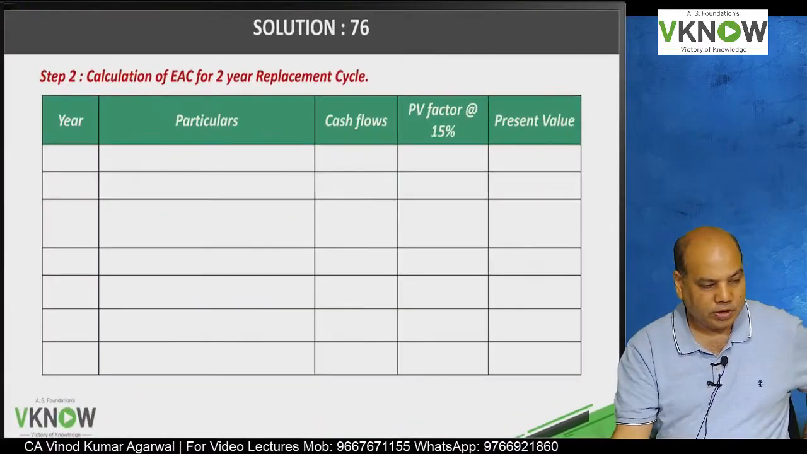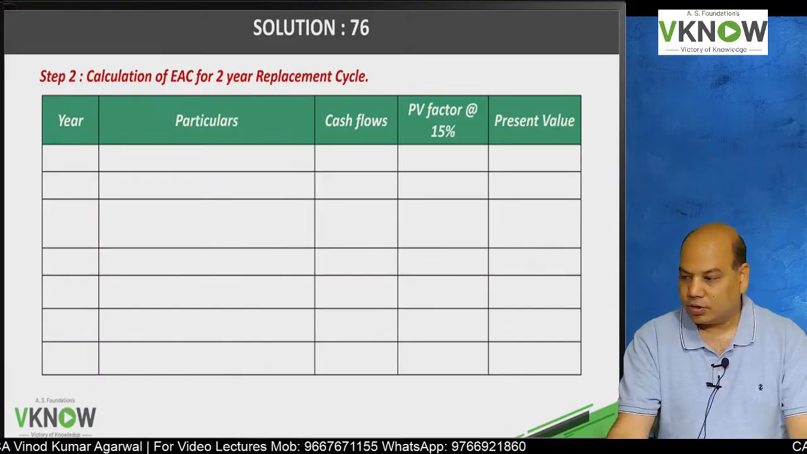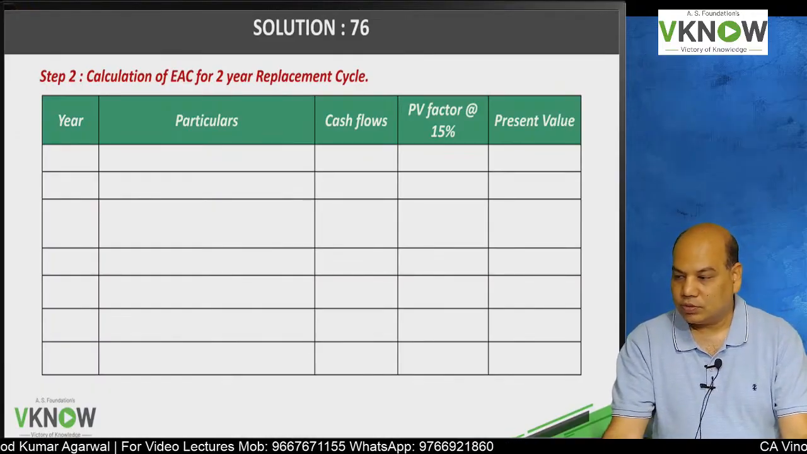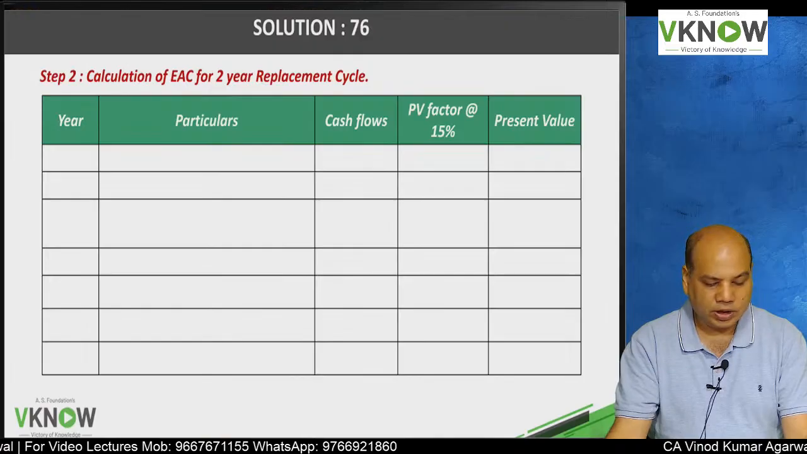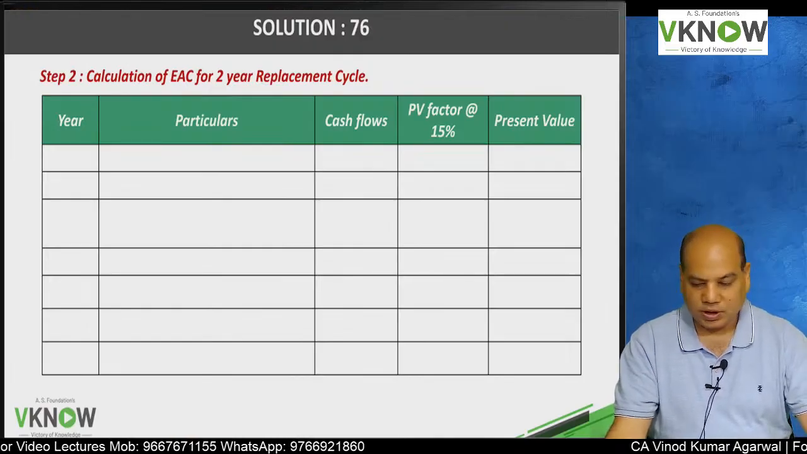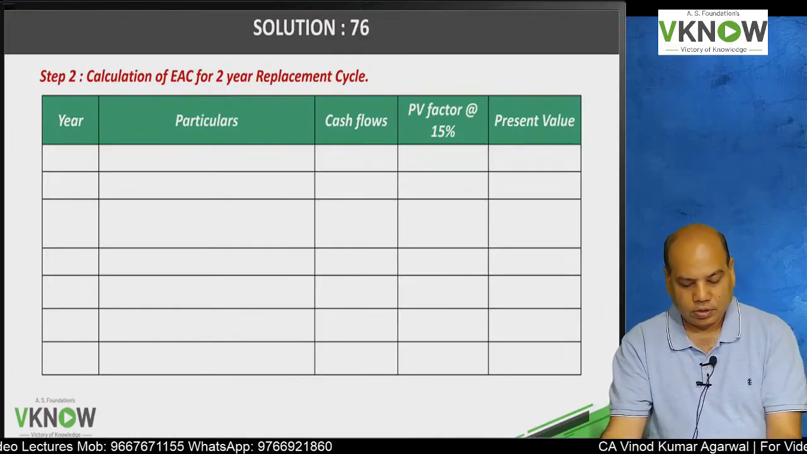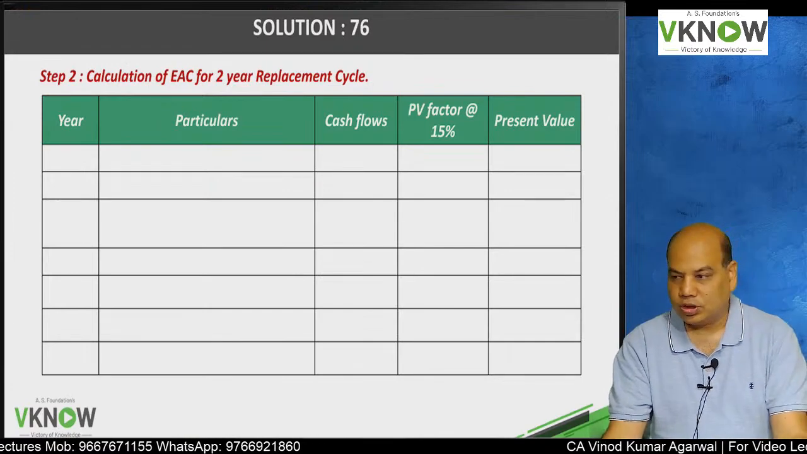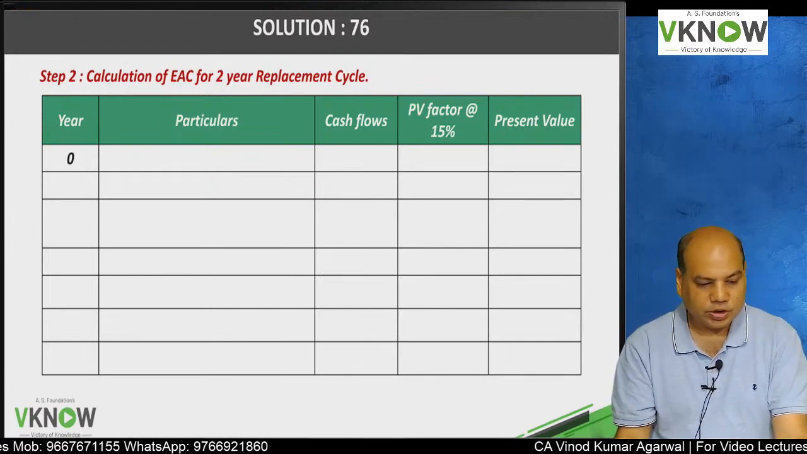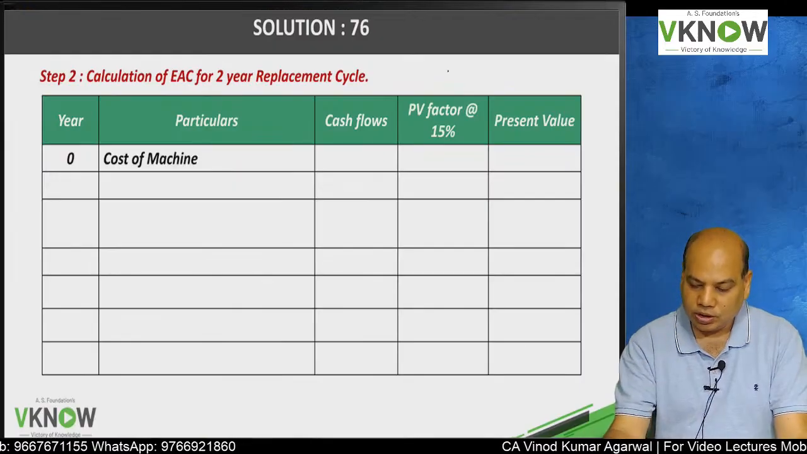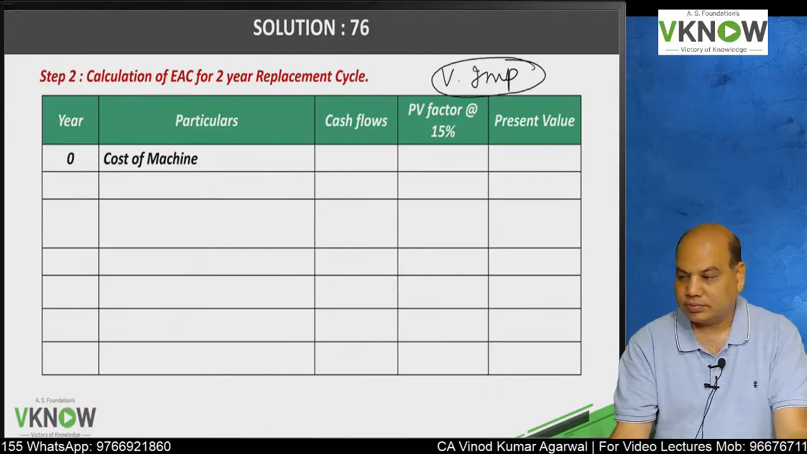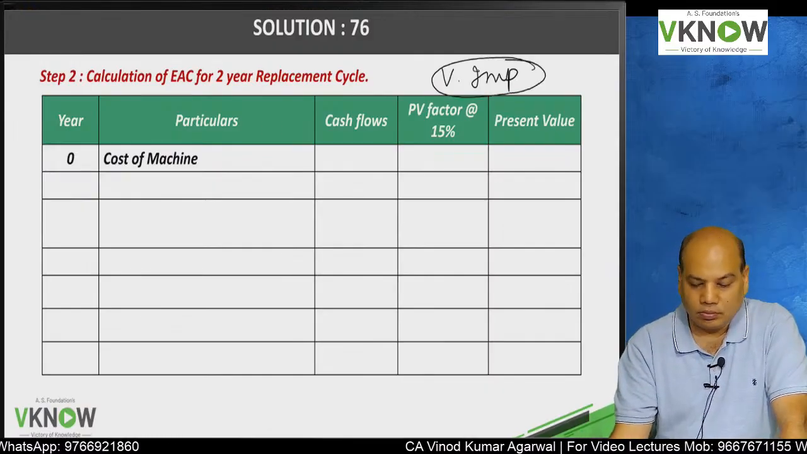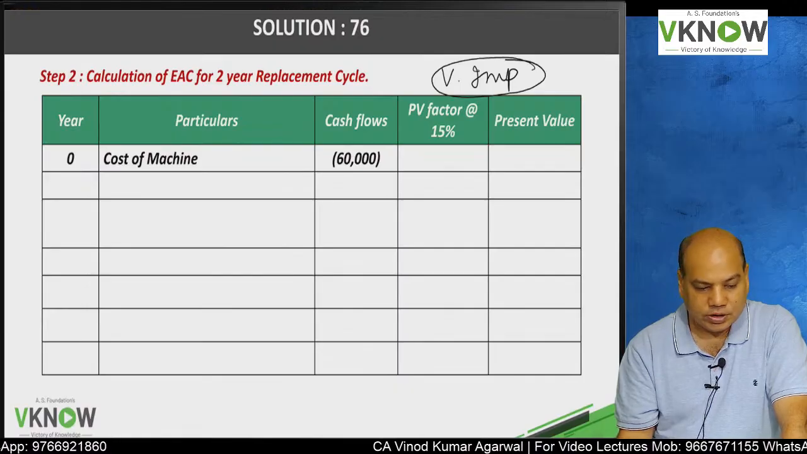Now same format, please draw again. Calculation of EAC for 2 year replacement cycle. This question is from the study material. You can mark it, very important for the upcoming exam. Trust me. Cost of machine, write down 60,000.